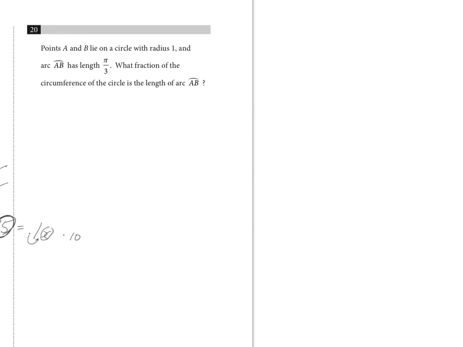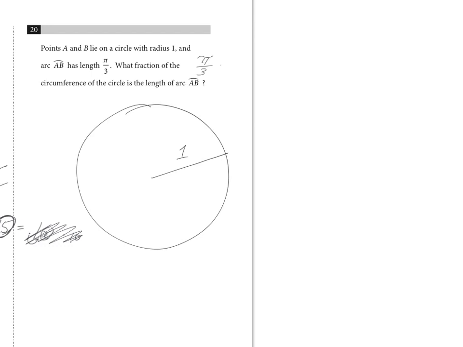Question 20, which is the last question. Scribble out our answers from before. Points A and B lie on a circle with radius 1. Let's draw that. Circle with a radius of 1. Arc AB has length pi over 3. Well, pi over 3 is approximately 3.14 over 3. That's approximately 1. So our arc is going to be somewhere here. It's going to be almost as long as our radius. Okay, so we got arc AB has length pi over 3.